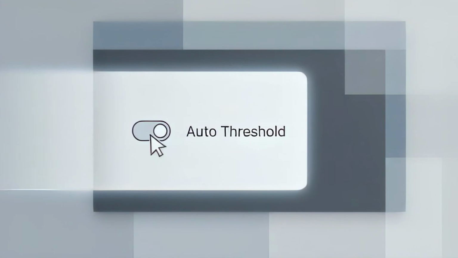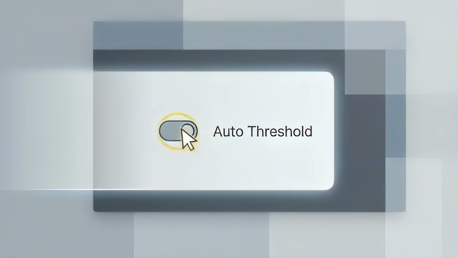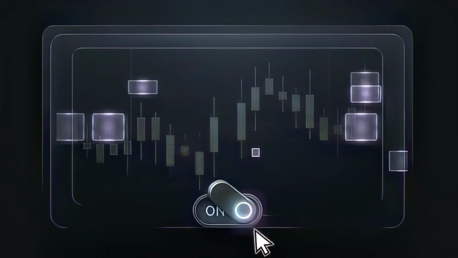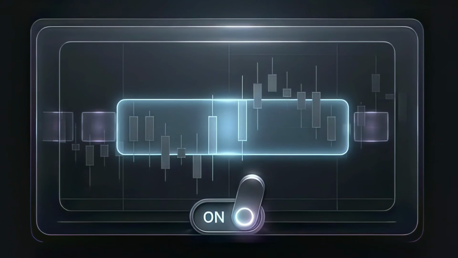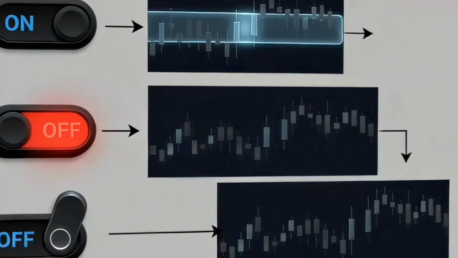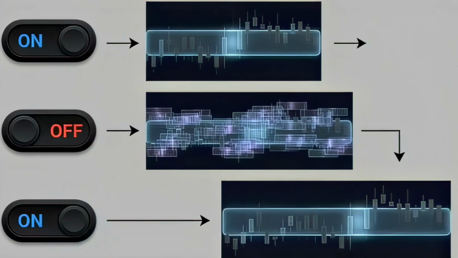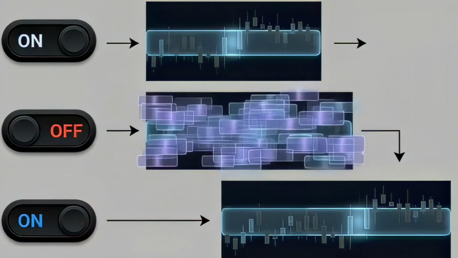The indicator gives you a few controls here. The first is an auto threshold. When that is on, the indicator automatically filters out the tiny, insignificant gaps and only shows you the meaningful ones. Leave that on. Without it, your chart fills up with microscopic gaps that no institution ever cared about.